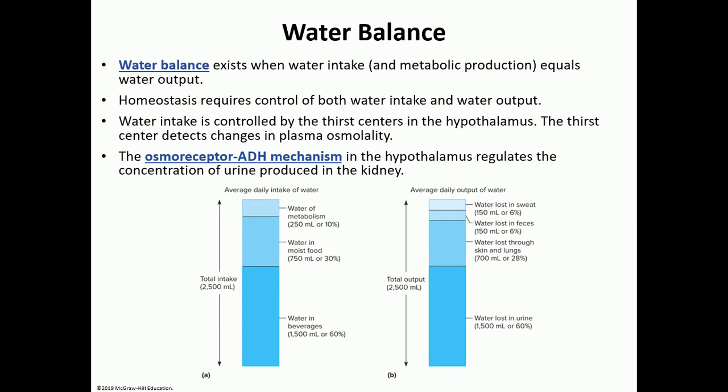There is an osmoreceptor ADH mechanism in the hypothalamus. So again, when we detect the osmolality of plasma, the amount of ADH that is going to be produced by the posterior pituitary depends on the osmolality of plasma. So that is going to regulate eventually the concentration of urine produced in the kidneys. Remember when we discussed the urinary system, we said that ADH is going to increase the reabsorption of water in the distal tubules and in the collecting ducts. And we said that it is due to the stimulation of the osmoreceptors that are found in the hypothalamus.